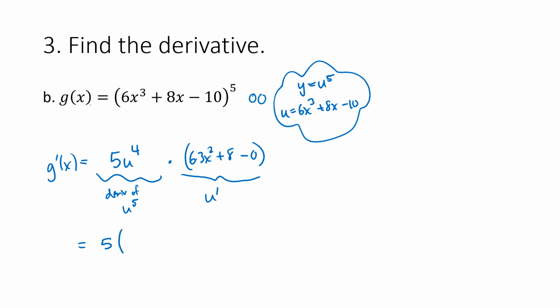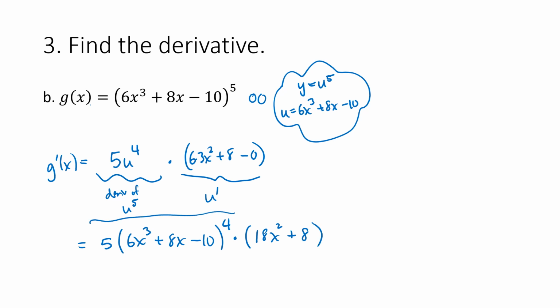But remember, we've got to give our answer without the u in it, because u was a variable that we invented. So we've got to put back in what u was, so 6x cubed plus 8x minus 10 to the 4th power, and then multiplied by 6 times 3 is 18, x cubed plus, sorry, that should be x squared. I misread my own handwriting there, x squared, and then 8. So that would be what we would be looking for our final answer on that one.